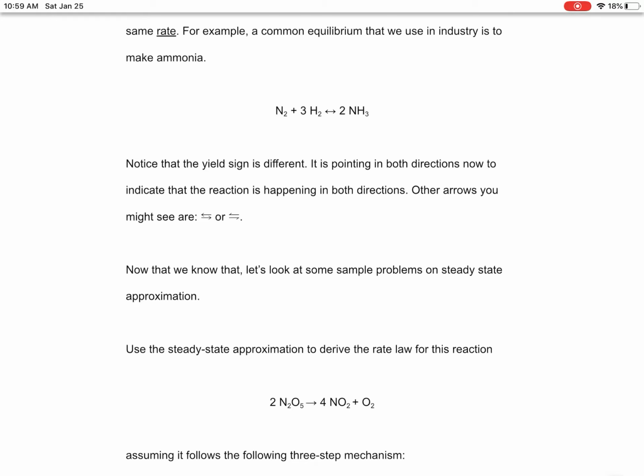So that is about all that we have to introduce steady state approximation. Most of the time on the AP exam, it's going to be with reaction mechanisms that include equilibrium, but it can also be with reaction mechanisms in which the first step is not rate determining. And we're going to use that intermediate, and we're going to find the rates of appearance and disappearance of that intermediate to determine the rate law of the overall reaction based only on the reaction mechanism and not any experimental data.